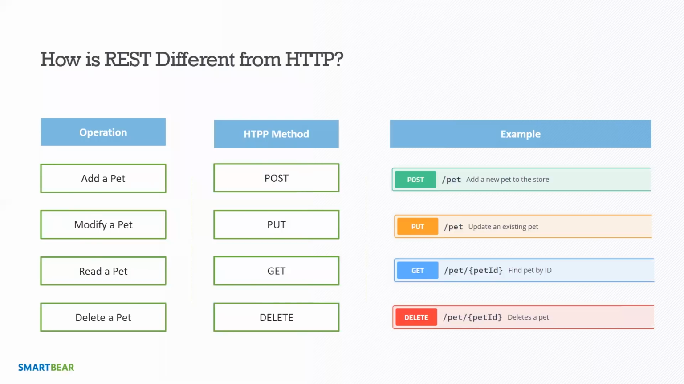And on the right side, I have a few examples. For the post to add a pet, there's a /pet resource. In this case, in the request body, you would set the content for the pet with all the information so that this pet can be added to the system. Similarly, for put, you still identify the resource using the /pet URL, and then you modify the content in the request body. Similarly, for get and delete, you identify that particular resource by an ID, and then you either retrieve it or delete it.